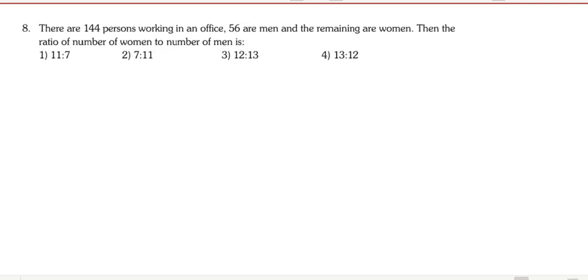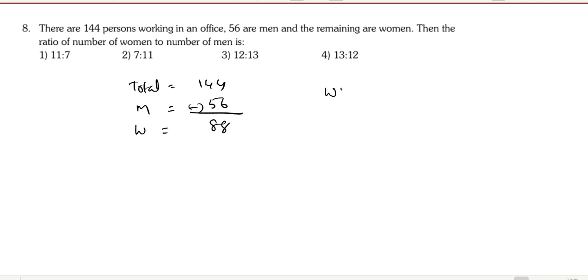Let us see the next problem. There are 144 persons working in an office. 56 are men and the remaining are women. Then the ratio of the number of women to the number of men. Here, in total how many workers are there? Total 144 workers are there. In that, how many are men? 56. So, subtracting 56 from 144, we get the number of women as 88.